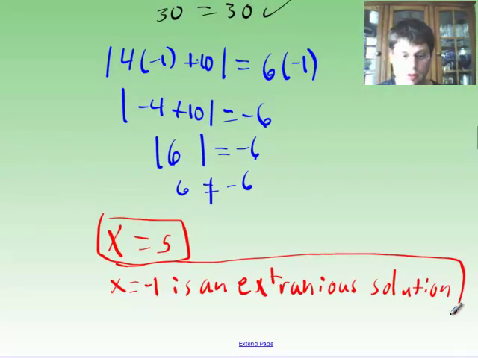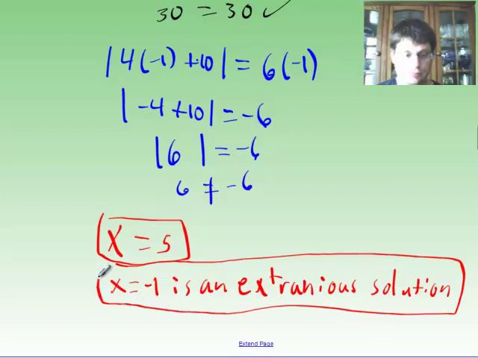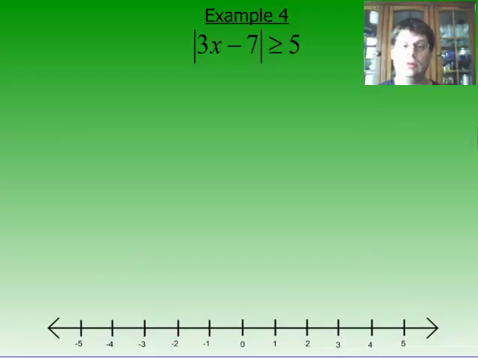Okay? And I'll box that in separately. So it's not really a solution that works for our problem. So we have to be careful of these extraneous solutions. And the only way that we can find them is if we substitute them in and see if we get a true statement. So you have to be on the lookout of those. Usually those are going to show up when you have an x on either side of the equal sign.